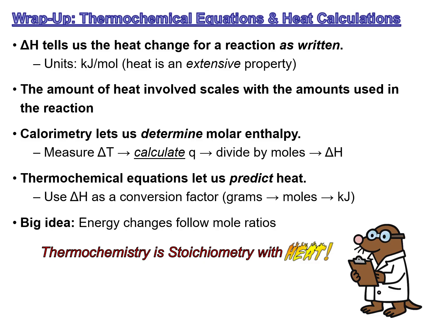So we can use calorimetry, seeing how much water warms up by, to determine molar enthalpy. So that's where you measure the change in temperature. You calculate the Q that is involved, the amount of heat involved, using Q equals mCpΔT, and then you divide by your moles, and that will give you your delta H value. And then we can kind of flip it around, and we can use delta H values as a way to convert from grams of a reactant to figure out how many kilojoules of heat will be released or absorbed once the reaction has been completed.